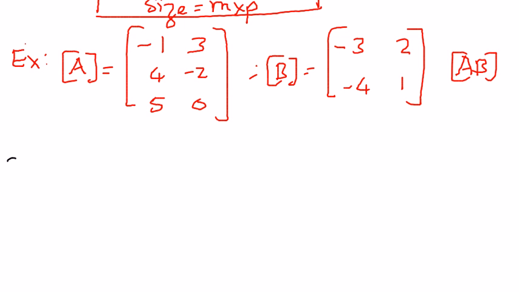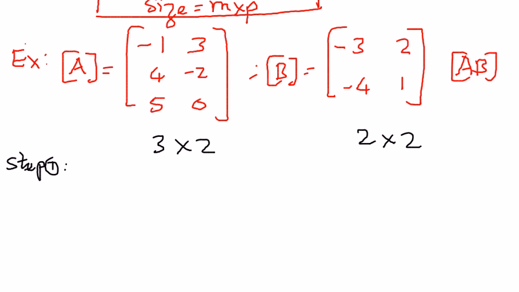Step number one, we want to first recognize the size of matrix A and the size of matrix B. What is the size of matrix A? It has 3 rows and 2 columns. And what is the size of the second matrix? It has 2 rows and 2 columns.